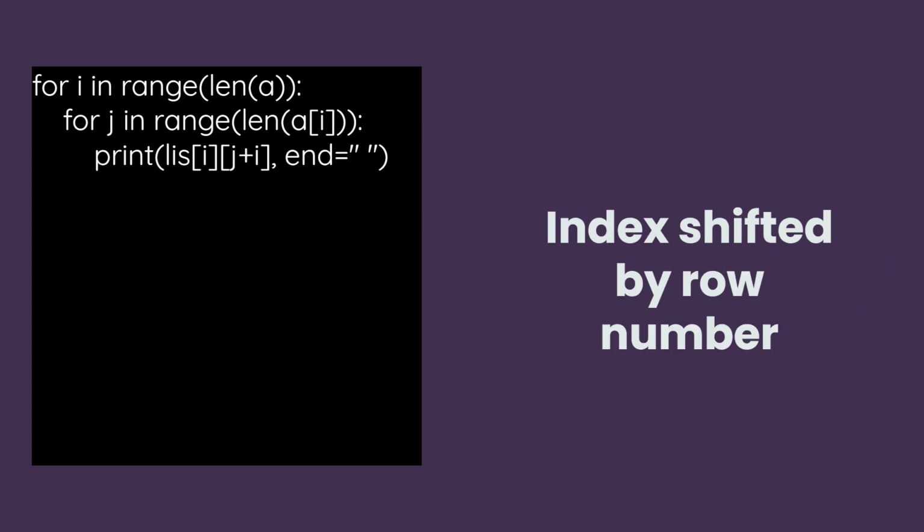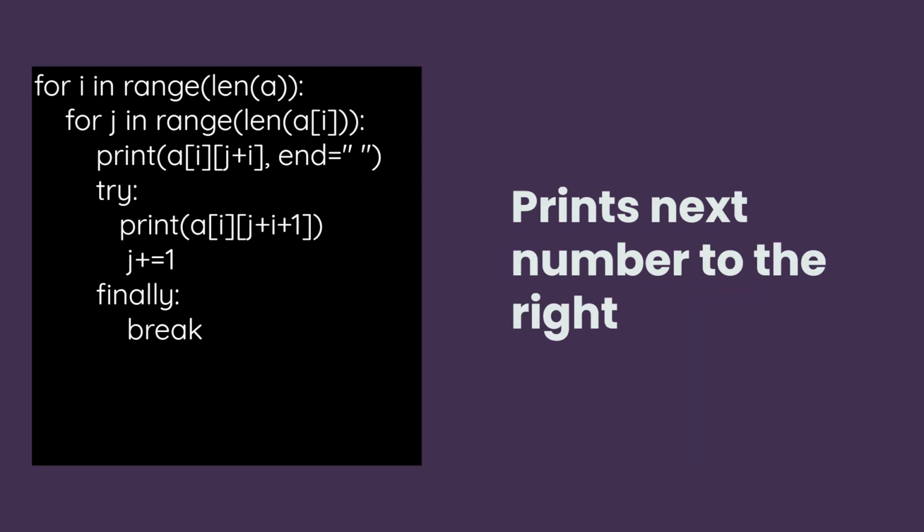Here's the key action. Print a[i][j + i], end equals space. This prints an element from the grid, but the index is shifted by the current row number. As we go to lower rows, the printed numbers shift further along the row. The output appears on the same line, separated by spaces.